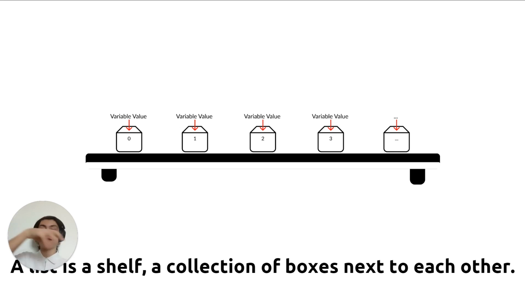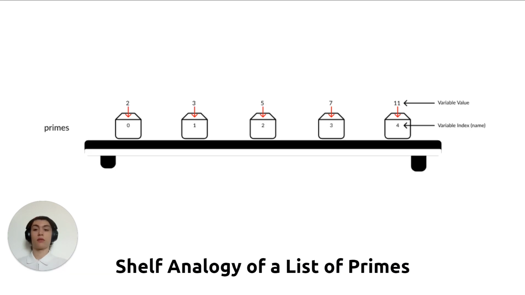And then every box can have a value. And this value can be different data types, can be different things. Like you can have different boxes with different things that are all arranged on a shelf. As an example, here is a list called primes, with the values, which are the first 5 primes, and then the index, which is the position 0, 1, 2, 3.